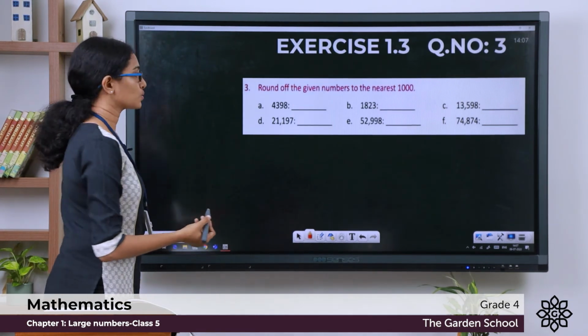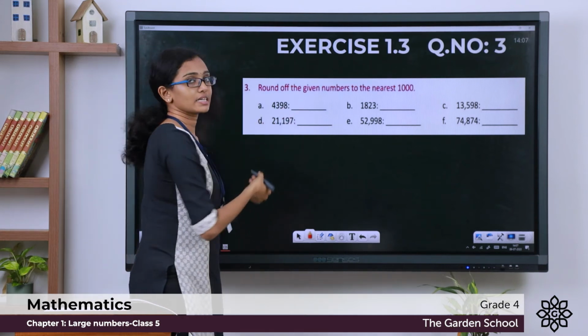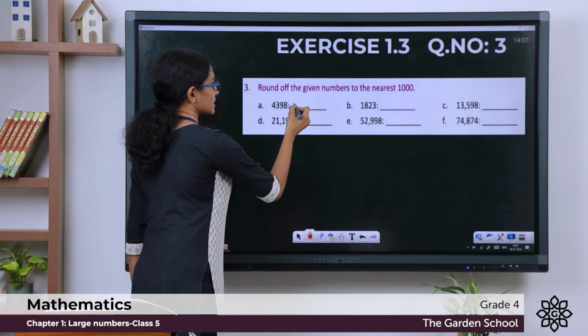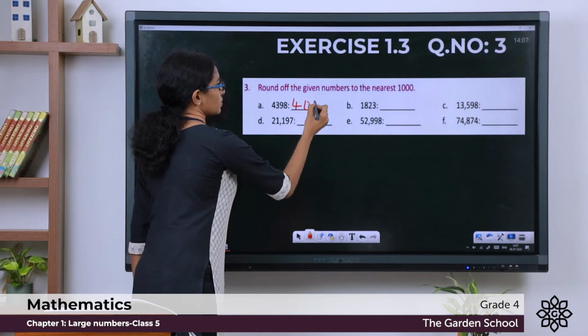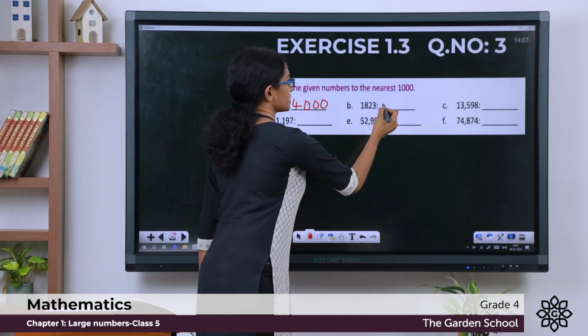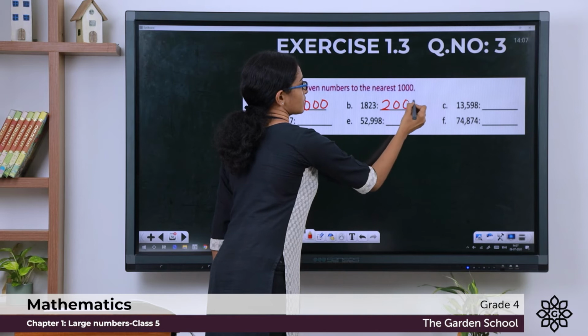Rounding off to the nearest 1000. So we have to check the digit in the hundreds place here. So it is 3 in the first number which is less than 5. So all the other digits will be zeros. First digit remains the same. In this case it will be 2000.